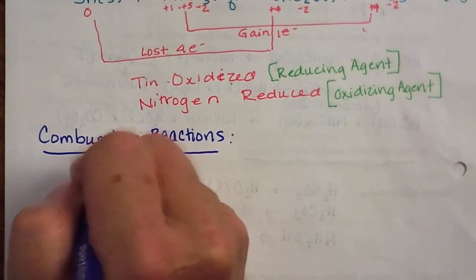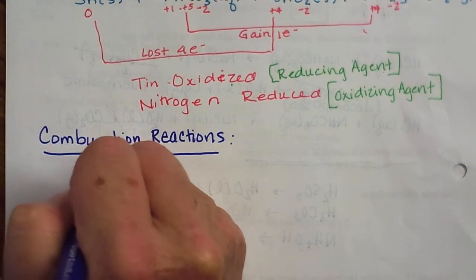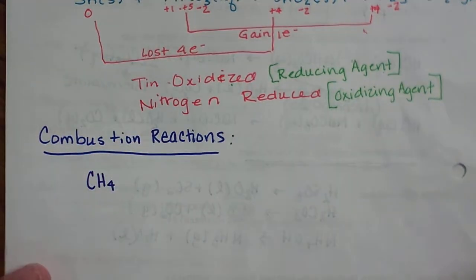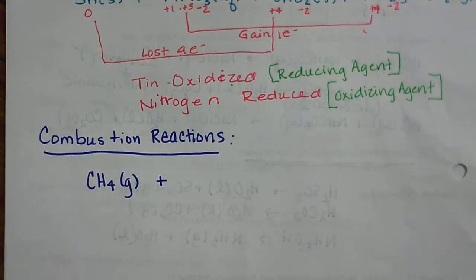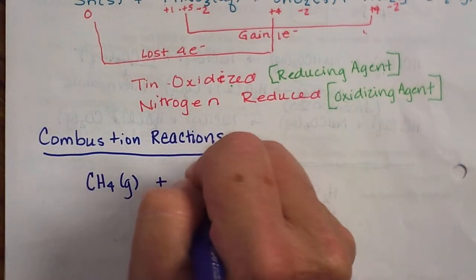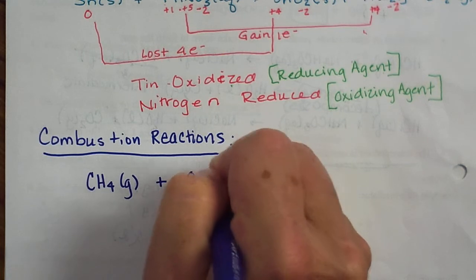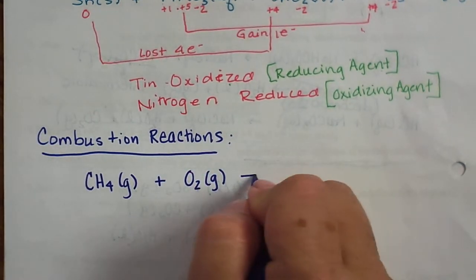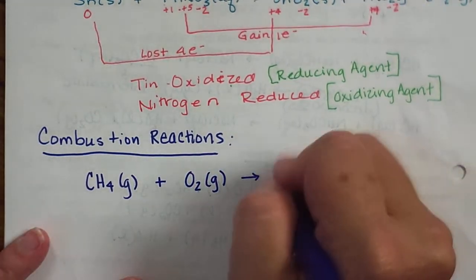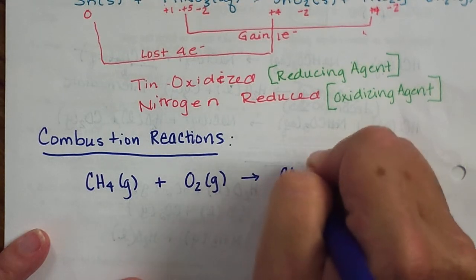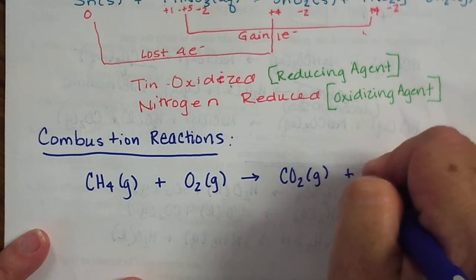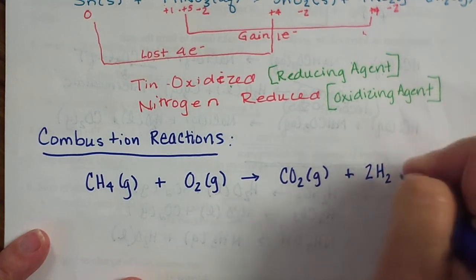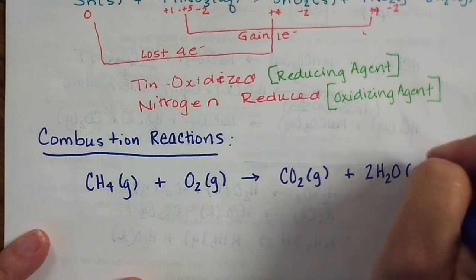We're going to start out with a very simple combustion reaction. Combustion is, we're going to take a hydrocarbon, and we're going to use CH4, which is a gas, plus oxygen as a gas. A combustion reaction is a hydrocarbon burning in the presence of oxygen, and that's always going to yield carbon dioxide plus water. The water can be either liquid or a gas, but in this case, it's going to be a gas.